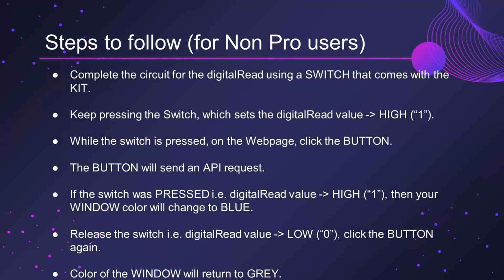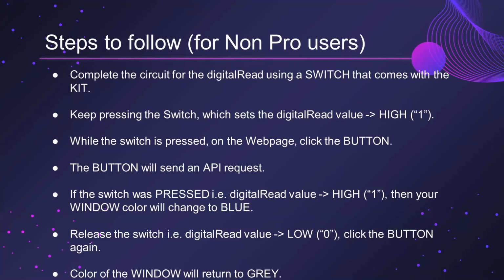Okay, and then the button will send an API request, and it will check if the button was high, then it will change the color of the window from gray to blue. And if you release the switch, then the digital read will turn to low, and if you click the button again, then you'll see that the window will turn to gray.